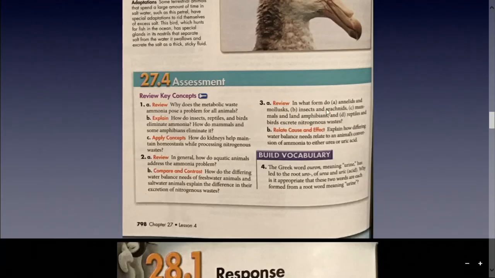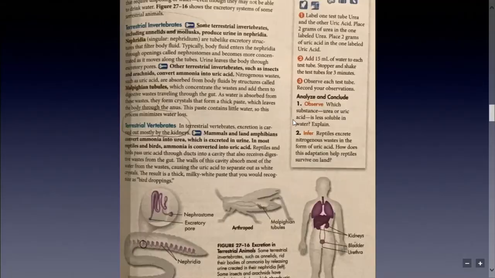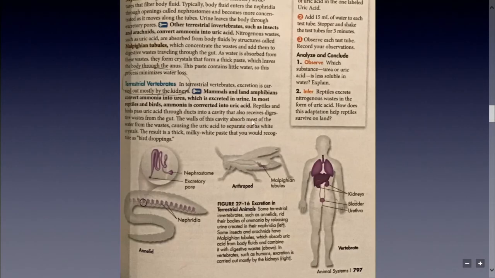In what form do annelids and mollusks, insects and arachnids, mammals and land amphibians, and reptiles and birds excrete nitrogenous waste? So basically when they say form, they're looking for uric acid, urea, or ammonia. What form do they excrete it? And also you could mention what little structures do they use?